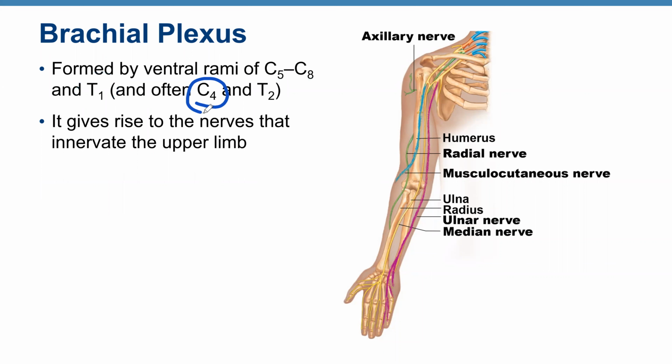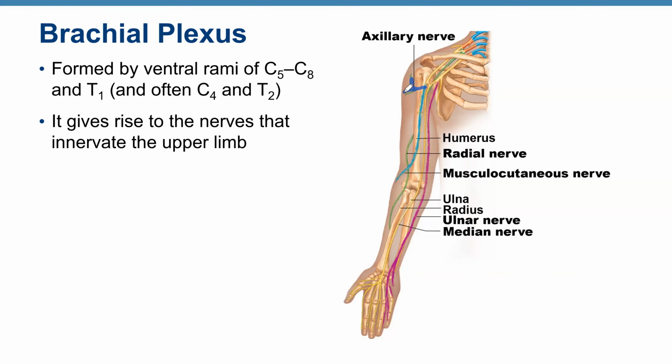Brachial plexus, formed by ventral rami C5 through C8, so all the cervical plus T1, and sometimes C4, sometimes T2. It gives rise to the nerves that innervate the upper limb. So here's the plexus, right? And from this plexus, we have our peripheral nerves. So let's look at these major nerves.